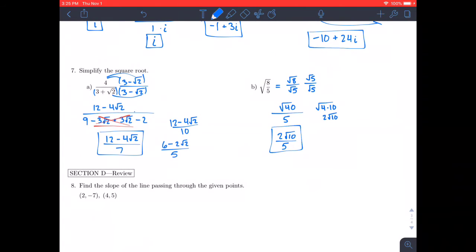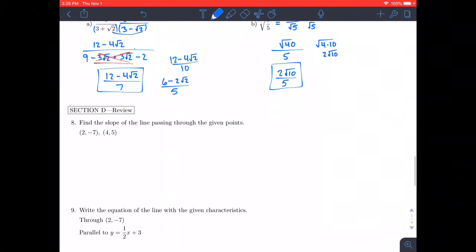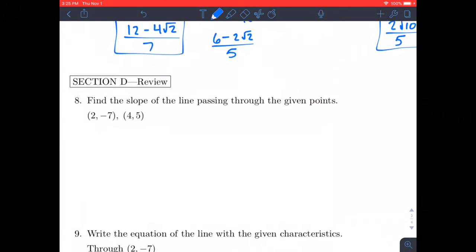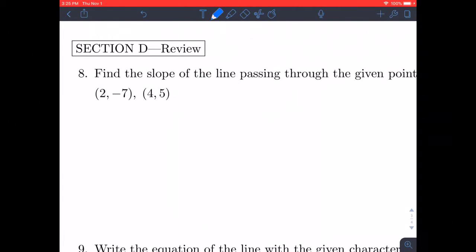So that does it with all the stuff from chapter 4. Hopefully that helps. We can look at the review real quick.